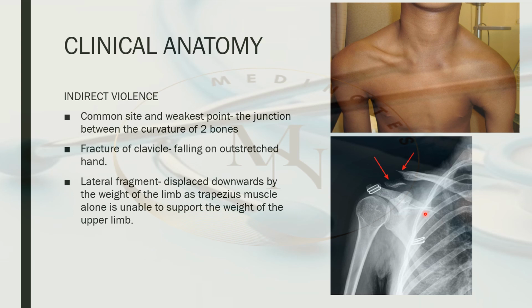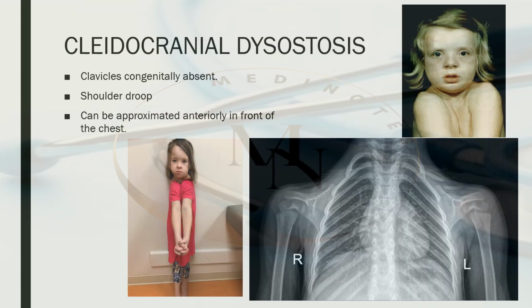What happens now is, this lateral fragment gets displaced downwards by the weight of the limb, as the trapezius muscle alone is unable to support the weight of the upper limb, and so this formation has come. Now we'll be learning about cleidocranial dysostosis. In this, the clavicle is congenitally absent, so there would be a shoulder droop as seen over here. And when you see an X-ray, you won't be seeing any clavicle over here. The shoulders can be approximated anteriorly in front of the chest, and they are not going to go posterior; they would always be facing forwards.